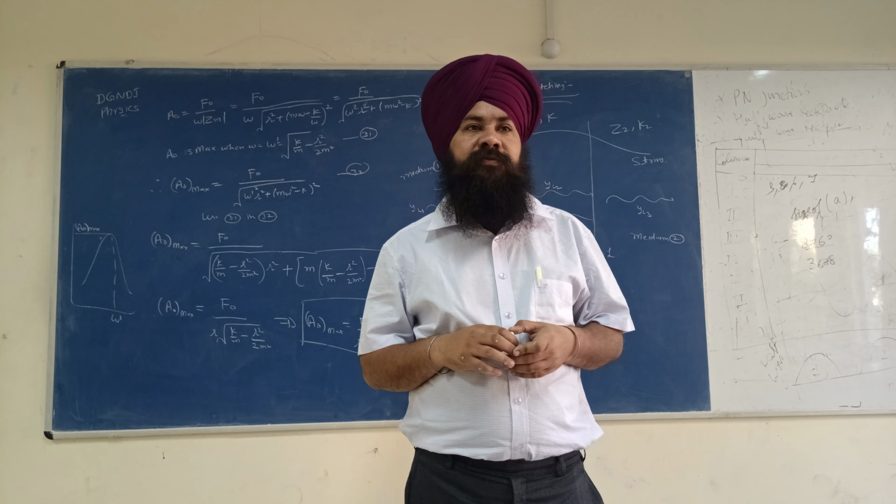Which one? The last one. Is it K2 or K3? A3 into e to the iota omega t minus K. Is it 2 or 3? Yes, because these are in medium 2. Now we are talking about medium 2. So you say it is K2.